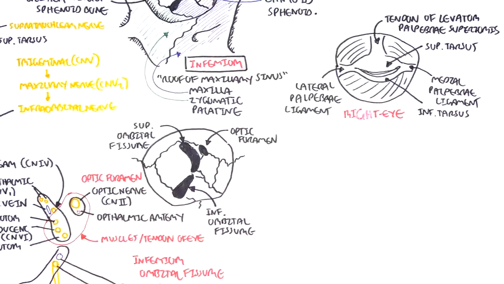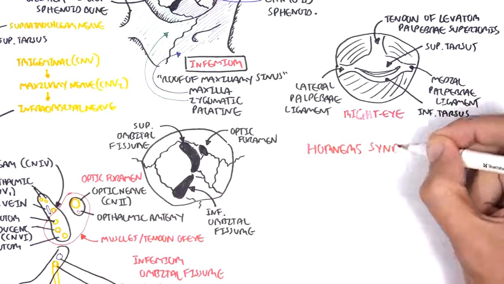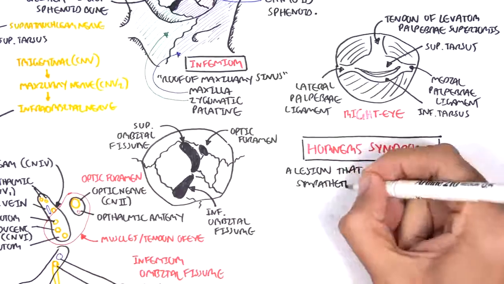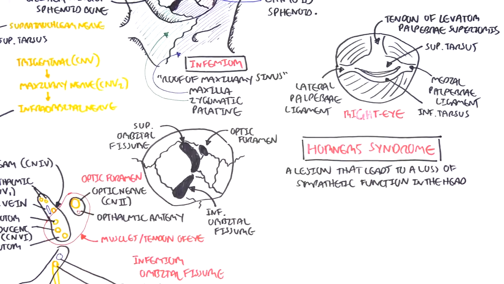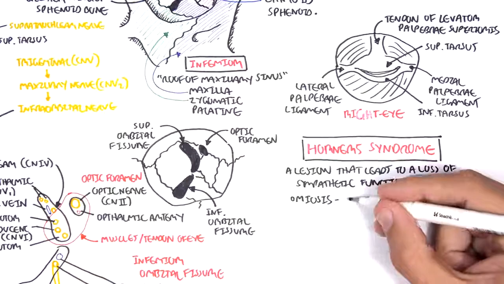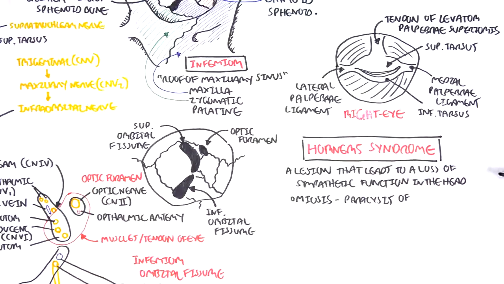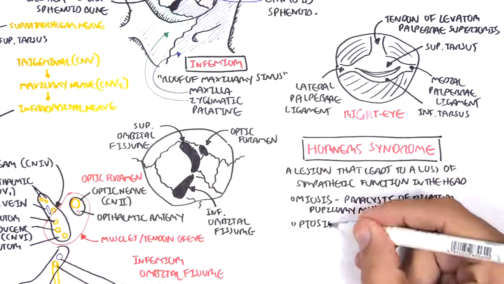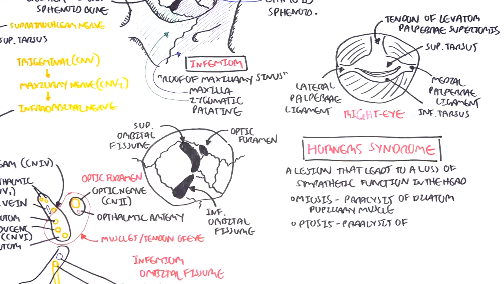Now, looking at some clinical things that are important. Horner's syndrome is where we have a lesion which leads to a loss of sympathetic function in the head, and this lesion can be due to cancer, for example. Remember, it is a problem with the sympathetic innervation, and as a result, we have 3 clinical signs of Horner's, and these 3 are miosis, ptosis, and anhidrosis. Miosis is where there is paralysis of the dilator pupillary muscles, so you cannot dilate your pupils. Ptosis is paralysis of the superior tarsus muscles, which results in the drooping of your eyelid.